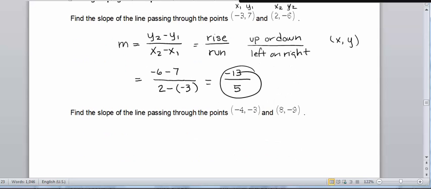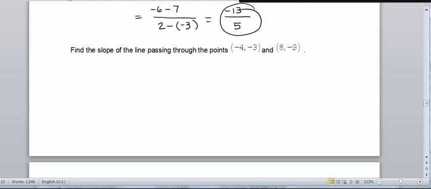Okay, let's try one more. So here is a second, 2 more points. I'm going to call these again my x1, my y1, and then my x2, and my y2. So let's just write down our slope formula. That's m equals y2 minus y1 over x2 minus x1. So now I'm just going to start plugging in.